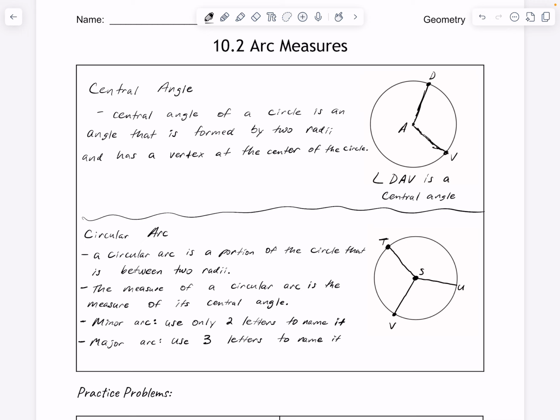So I gave a little example over here. If you look at this circle, I have 2 points that are on the outside of the circle, D and V, and then I have A as the center of the circle. So you can notice the two radii, AD and AV, and so that angle DAV is called a central angle.